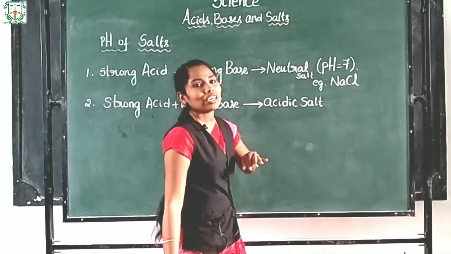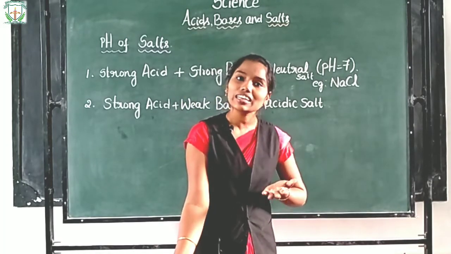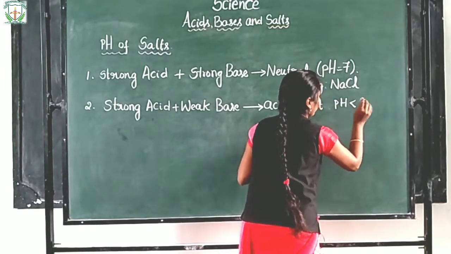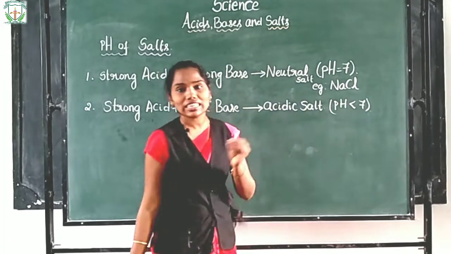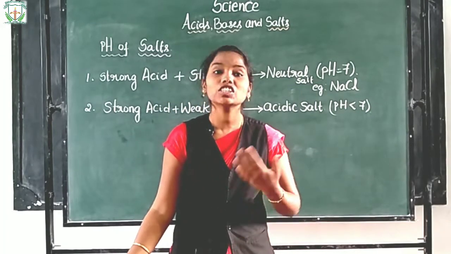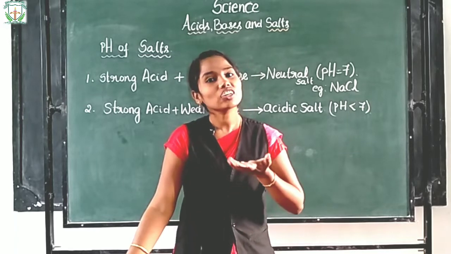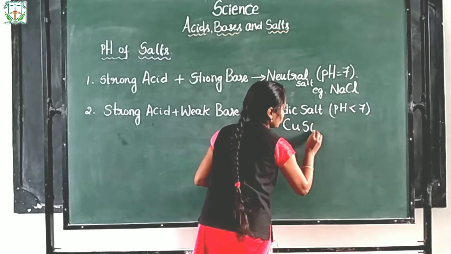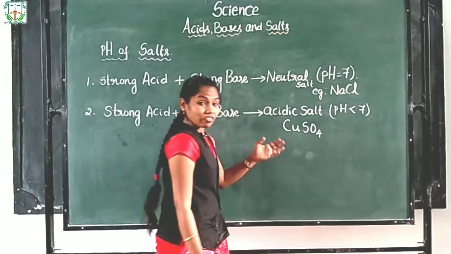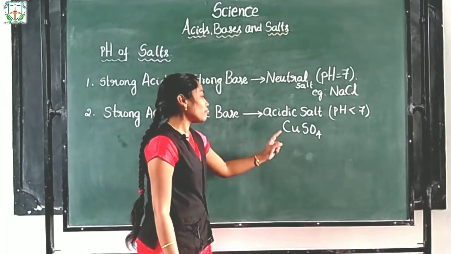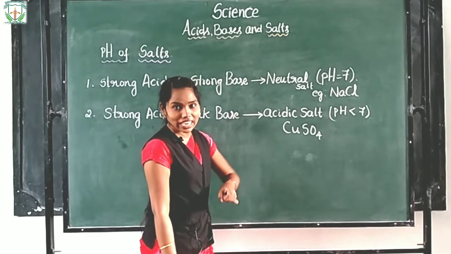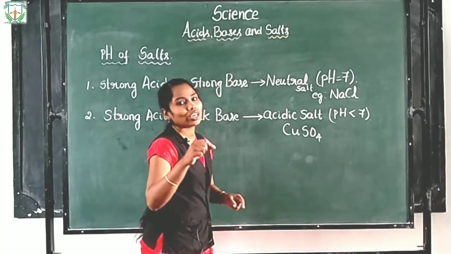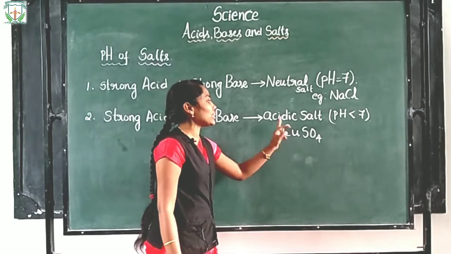So what is the pH of the acidic salts? It is less than 7. So among the 3 samples which we took in the activity, which salt is acidic in nature? It is copper sulfate. So copper sulfate salt is acidic in nature. Why is it acidic in nature? Because it is formed from the strong acid sulfuric acid, that is H2SO4, and the weak base copper hydroxide, Cu(OH)2. So because the copper sulfate is acidic in nature, why?